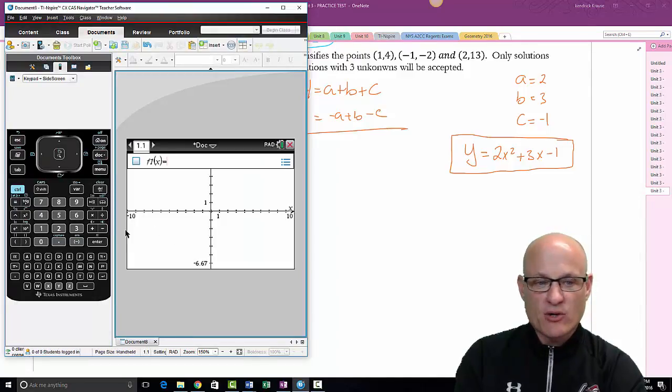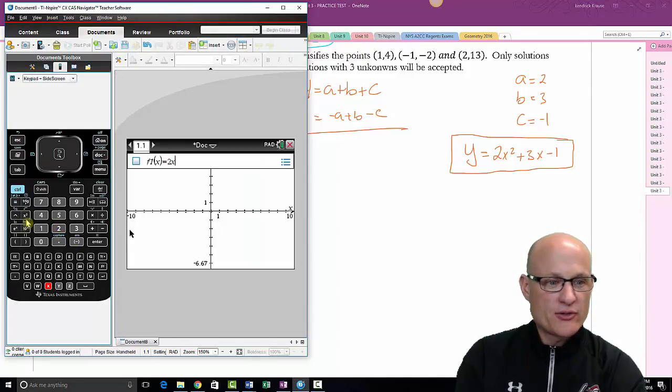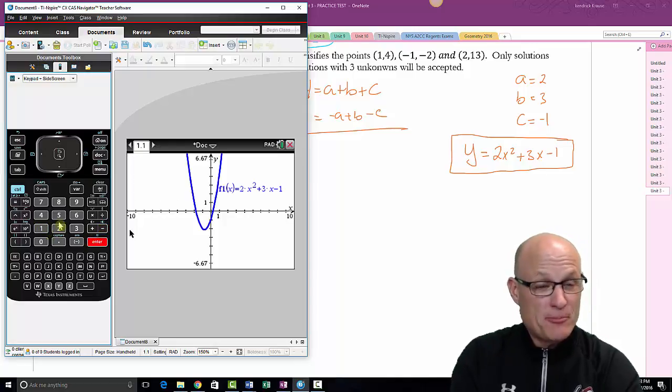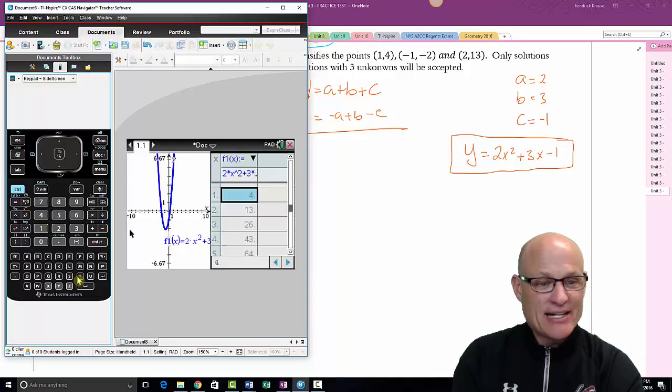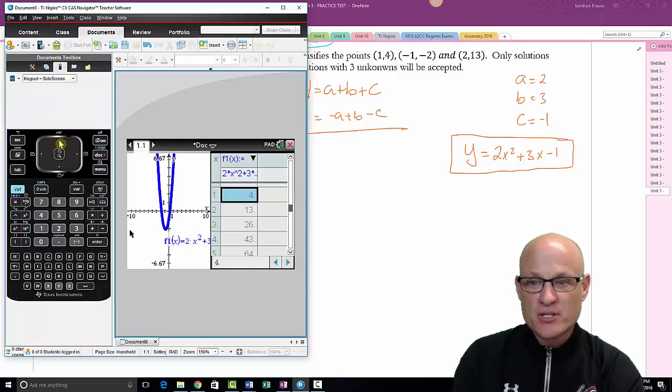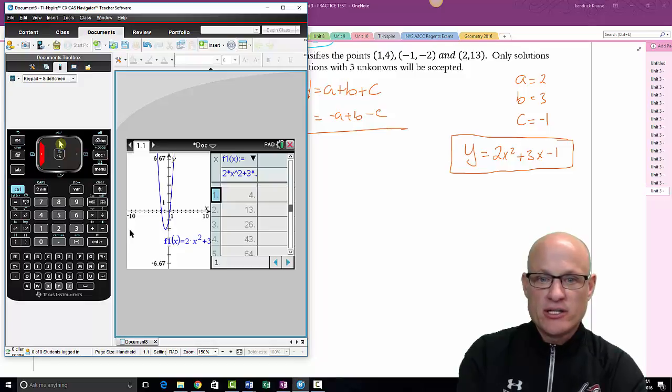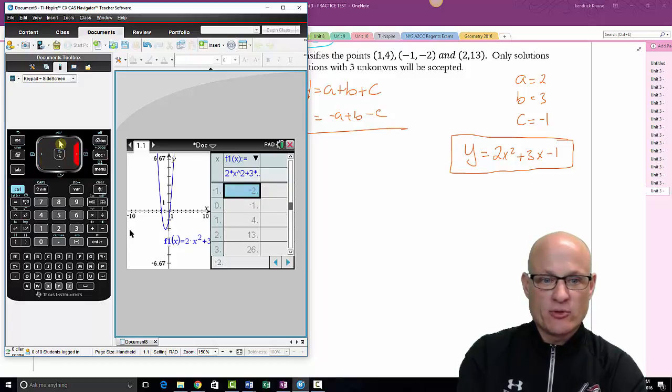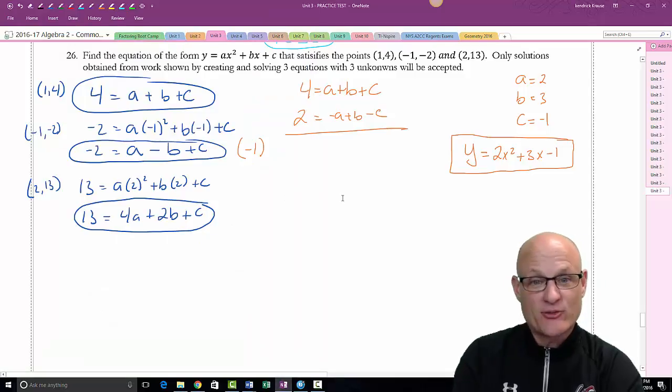So now we're going to graph 2x squared plus 3x minus 1. If I can't find those 3 points in my table, I did something wrong. So I need to find 1, 4. There's 1, 4. -1, -2. There's -1, -2. And 2, 13. There's 2, 13. So I found them. I'm right. So I know I'm in good shape. Let's see what we got here.